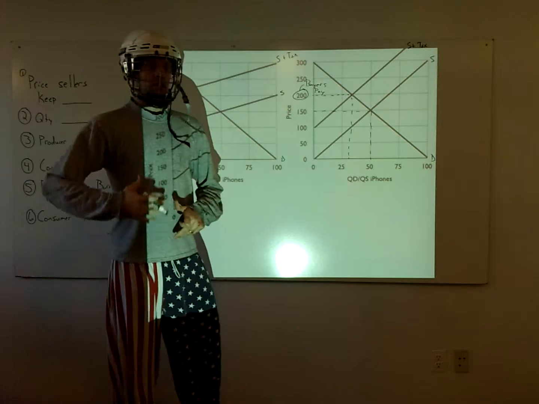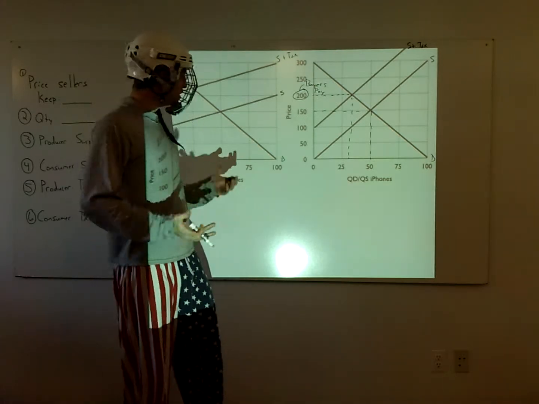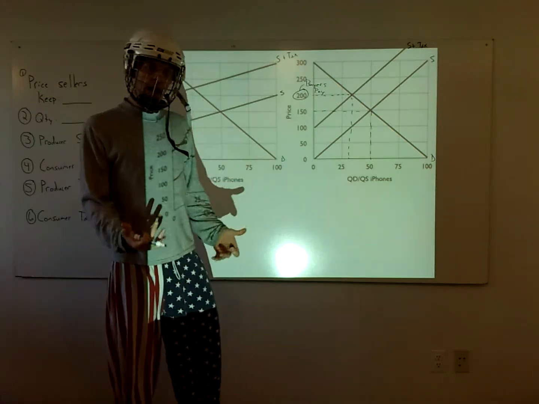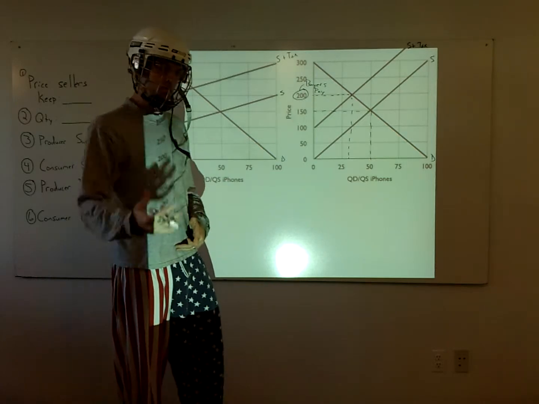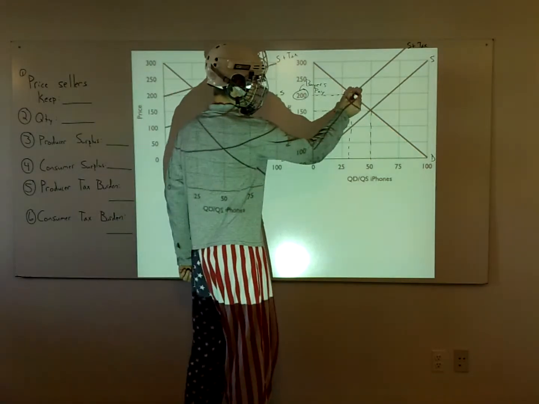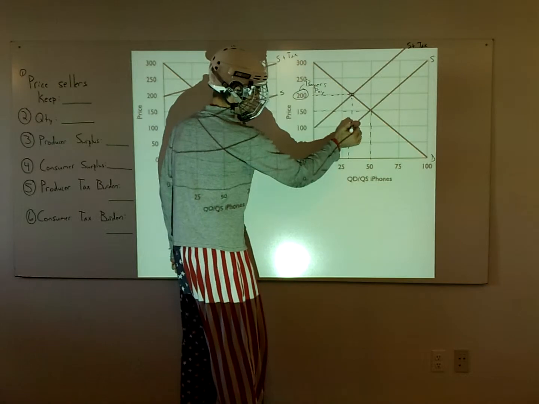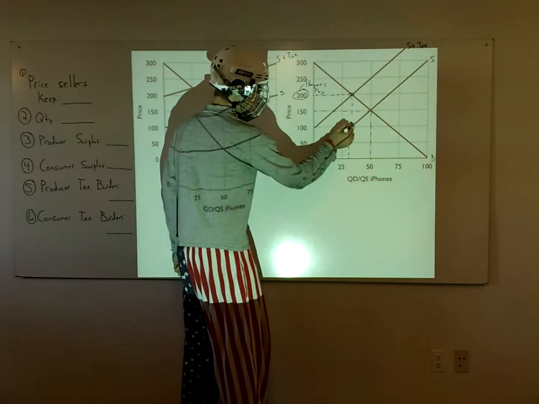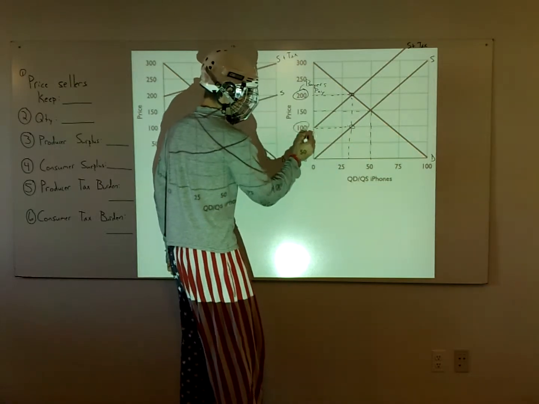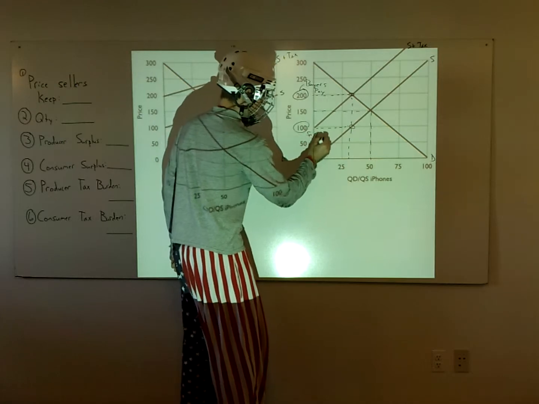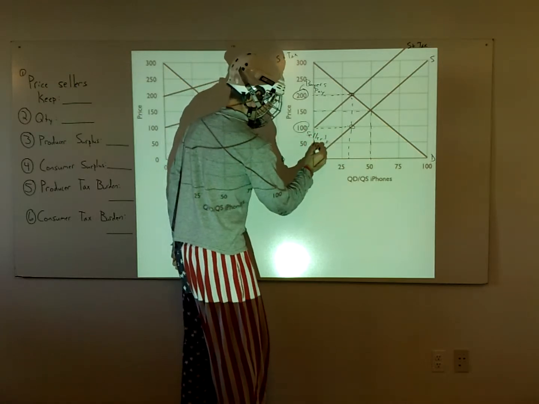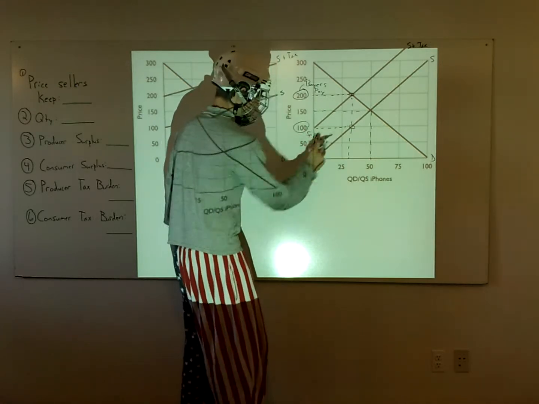Now the deal is, the sellers, do they get to keep the whole 200? No, because this is a tax, so 100 of this tax has to go to the government. And if you go from your 200 here, you drop down 100, you're right here. So this 100 represents what your sellers keep.